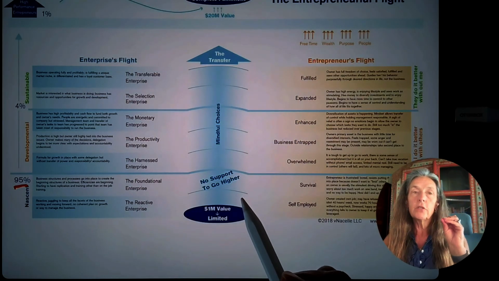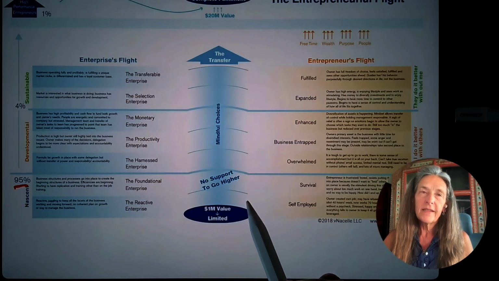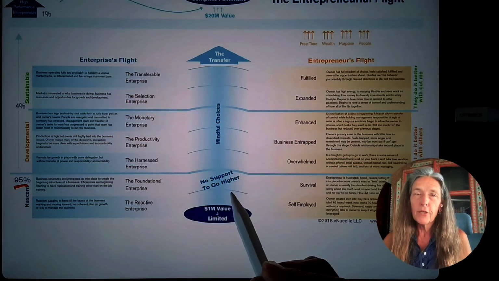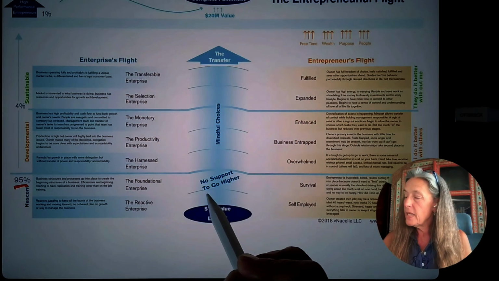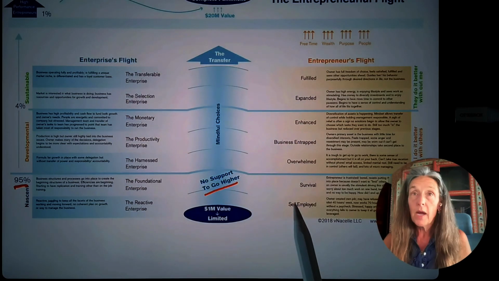And adults learn through peer learning. That's why in our new Evolve program, we think it's so incredible to have peer learning there, because that's how we learn as adults. We need peers so that we can see and have support to go higher.